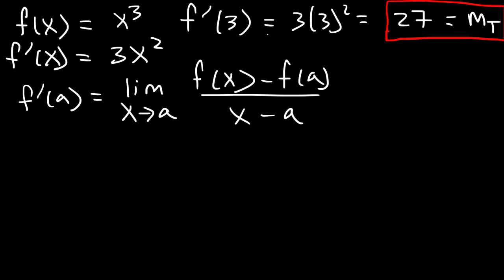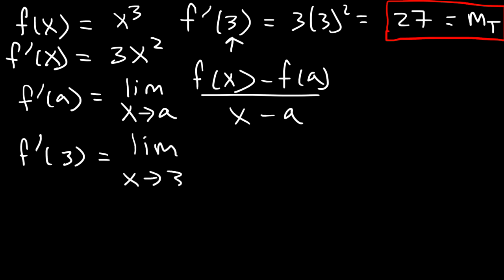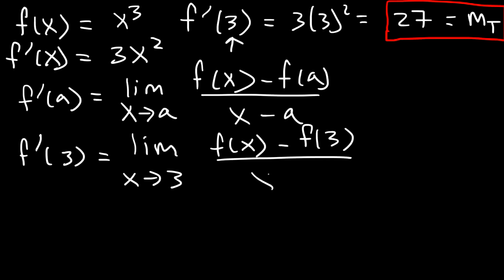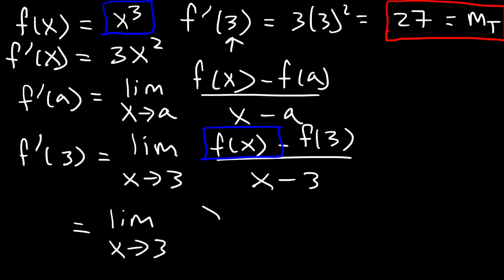So in this example, a is 3. So we're looking for f prime of 3. So therefore, that's equal to the limit as x approaches 3 of f of x minus f of a, or f of 3. So everywhere you see a, replace it with 3, over x minus 3. Now f of x is equal to x cubed in our example. And f of 3, we can find it by plugging in 3 into that equation. So that's going to be 3 to the third power, which is 27.